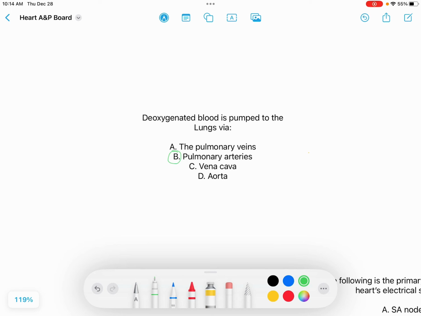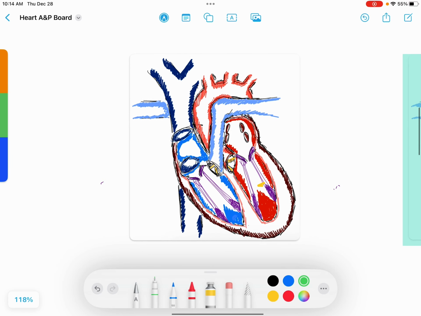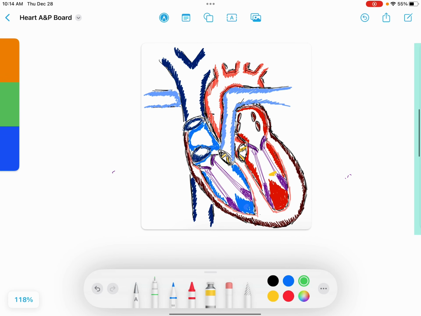Let's do a little bit of review here so that we can get oriented to the heart. Good thing to keep in mind is the NREMT and a lot of EMT tests will ask just straight up anatomy and physiology questions about the heart. So it's a good idea to have a solid understanding of the heart. A good way of doing this is being able to draw out the heart. And if you can label 90% of it from memory, you should be good to go for the test.